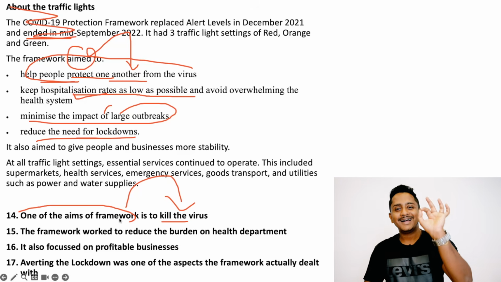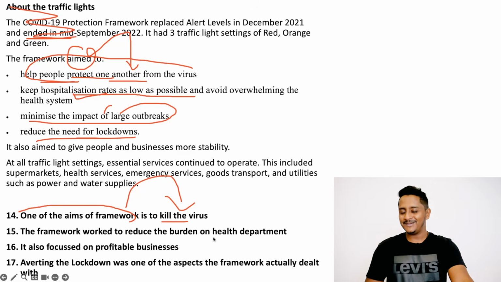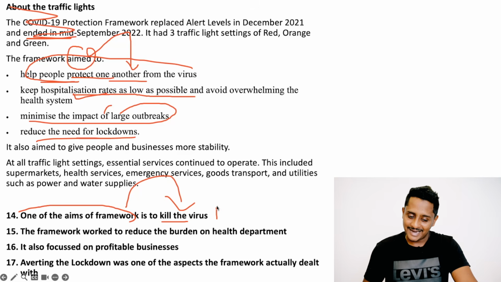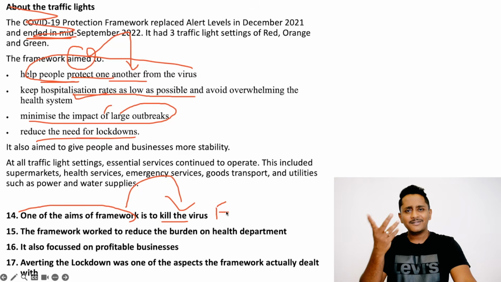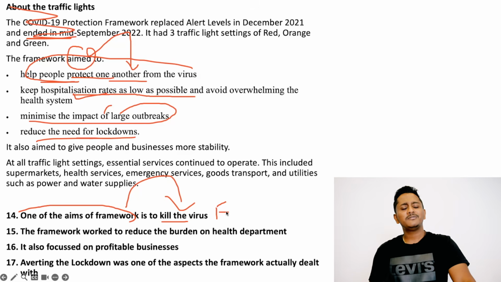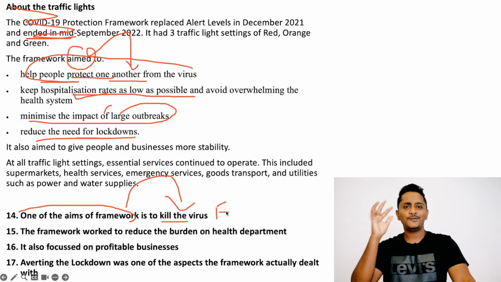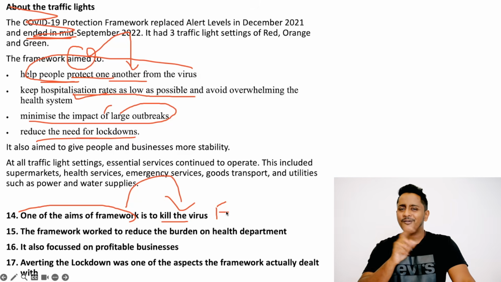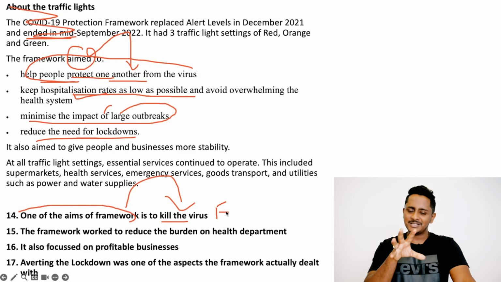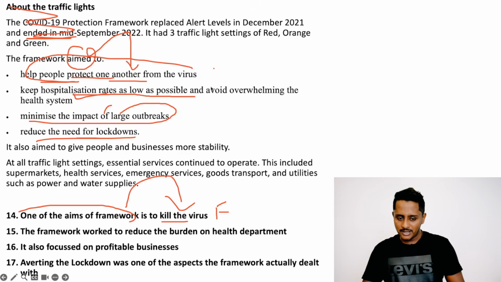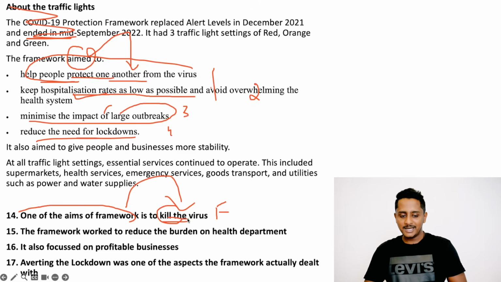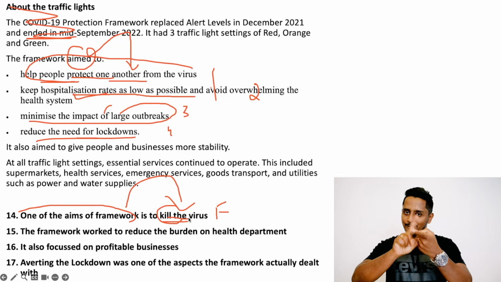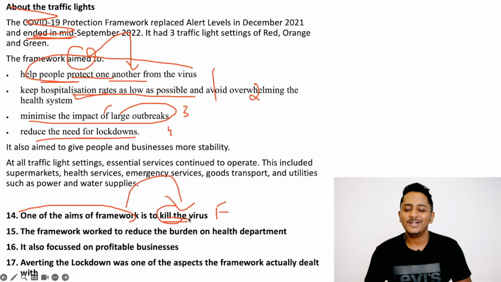Pay more attention. People end up writing not given. No, it cannot be not given. It is exactly contradicting. Killing the virus is not one of the aims of the framework. Probably if you have a vaccine, you may think of killing the virus or some other scientific concepts. A framework cannot kill a virus. It's just a concept. So here the aim of the framework is one of those four. See here, 1, 2, 3, 4. Killing the virus is not listed. It's exactly contradicting. The 14th one is going to be false.